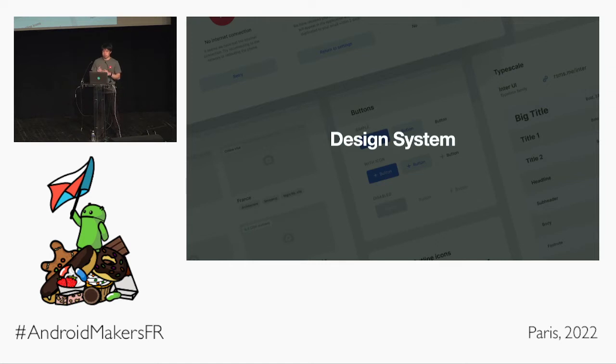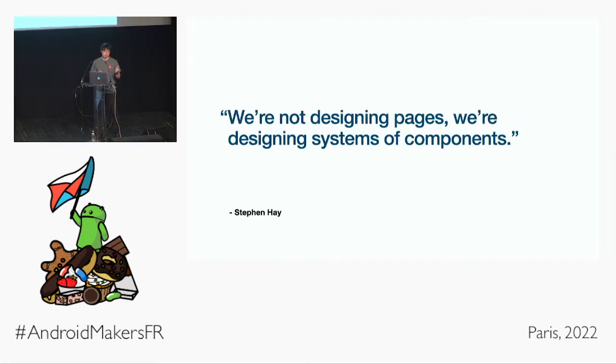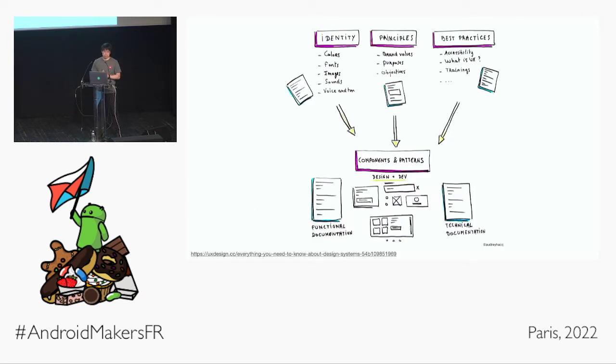And I will go pretty fast about design system because it's not the main topic of this presentation. But there is a nice quote that says, we are not designing pages, we are designing systems of components. So this design system was created to solve design at scale. So to create a set of standards, reusable components and patterns, to standardize the design in the whole project that is big. And one illustration that is really good to see is this one that represents pretty well what a design system is.